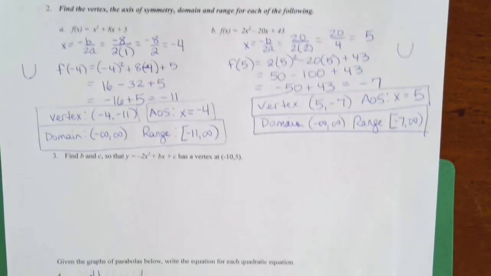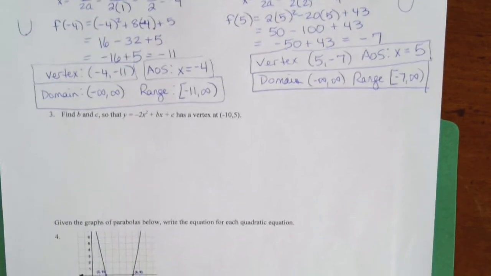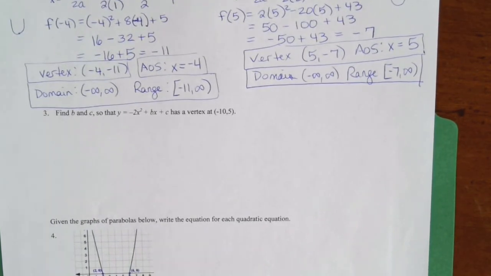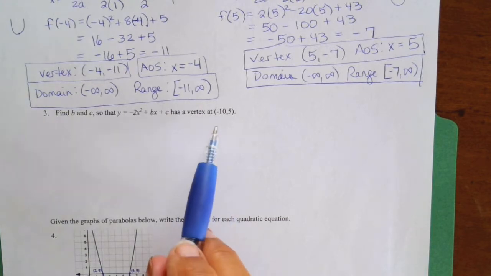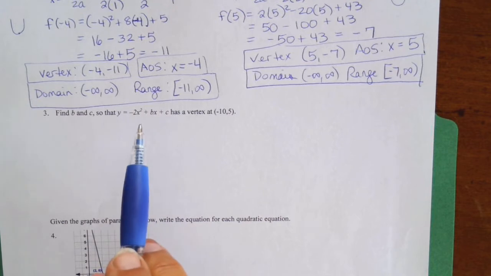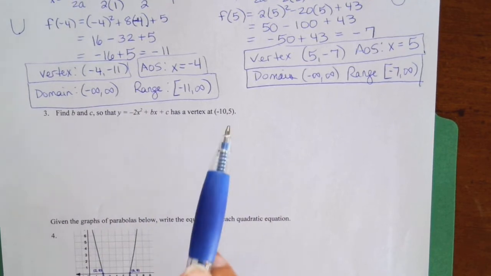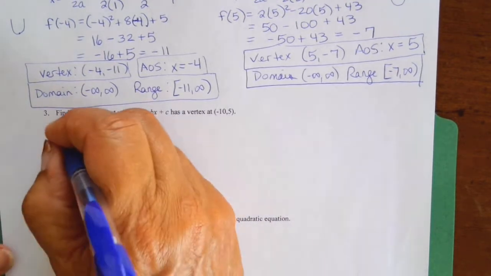All right. Moving on to a couple different kind of questions. Now we're going to find b and c so that y equals negative 2x squared plus bx plus c. So this time you're given the vertex. This is a little tricky question because it looks like this is standard form and that's what you'd start with. But anytime you're given a vertex, you want to start with vertex form.